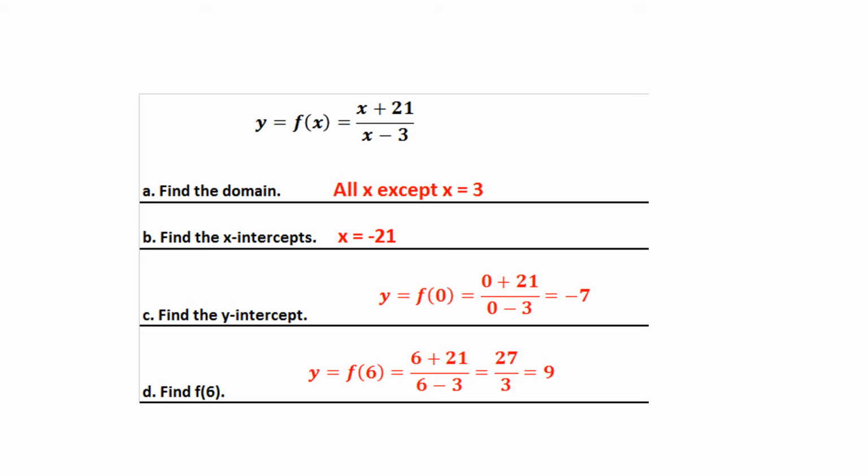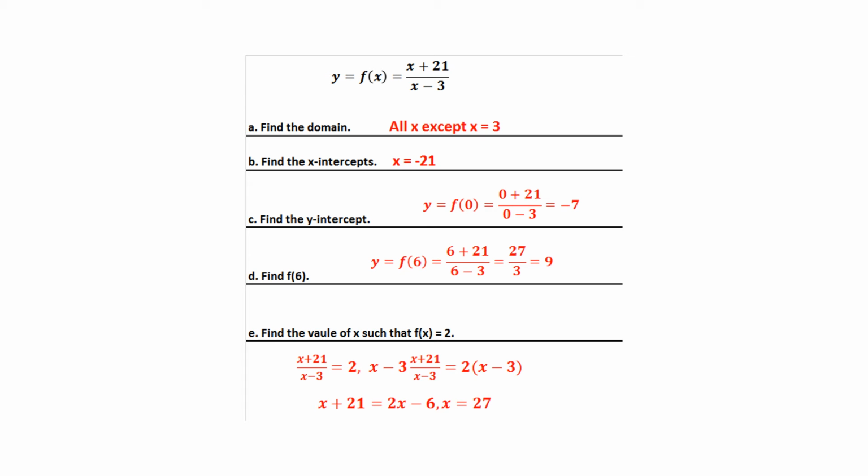Here we have the answer to the fourth question. Find f of 6. That is easy. y is equal to f of 6. Wherever you see x, you put 6. So we have 6 plus 21 over 6 minus 3. That's 27 over 3 equals 9. Here we have the answer to the last question.